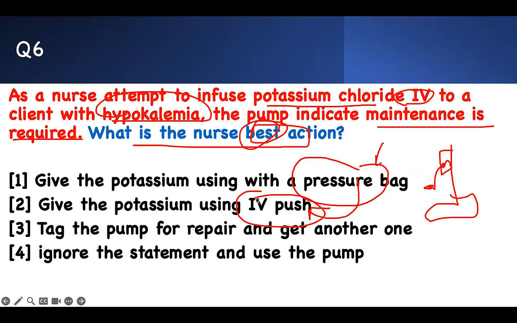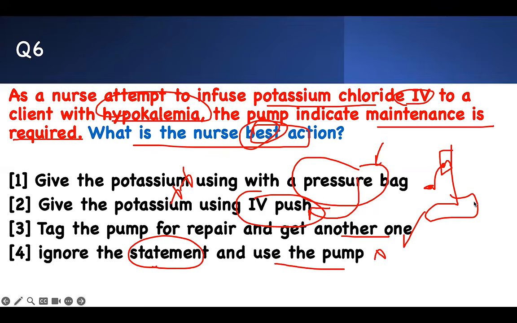Wrong answer. So this is how you identify questions. You can figure out something is wrong with the questions and the answers. The 1 and 2 are doing the same thing. Don't let them trap you, so you cancel them. Tag the pump for repair and get another one. Excellent. Ignore the statement and use the pump?